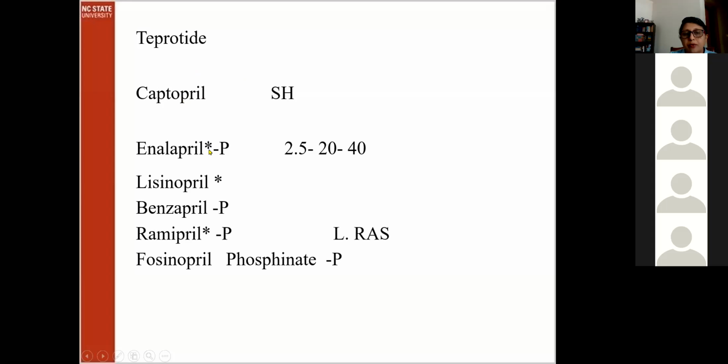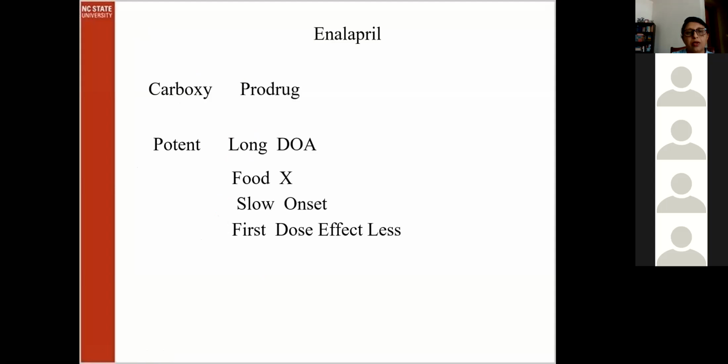Prodrug means it will be converted to its active component in the body, that is, enalapril will be converted to enalaprilat, and benazepril to benazeprilat. So they are all prodrugs. Captopril has an SH group, and fosinopril has a phosphonate group.